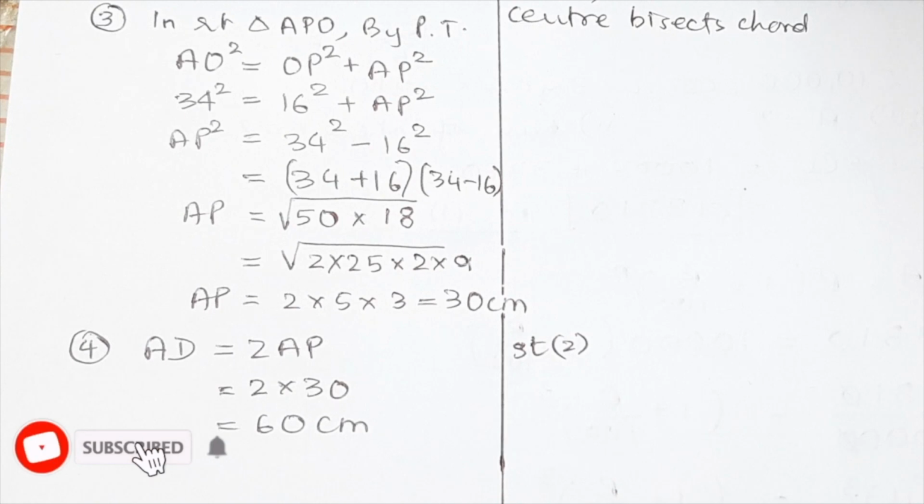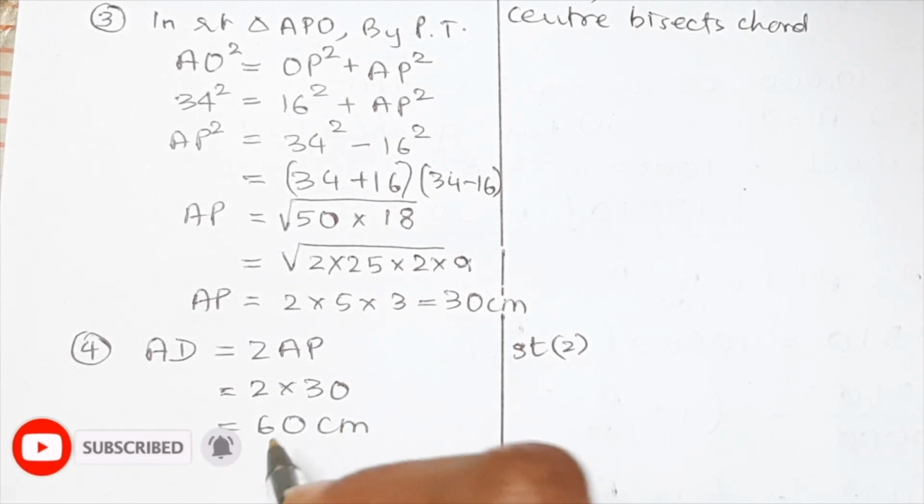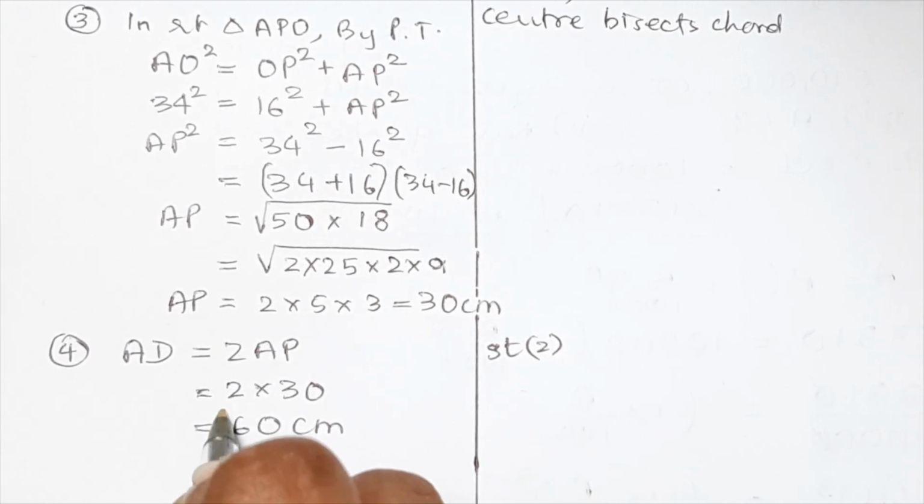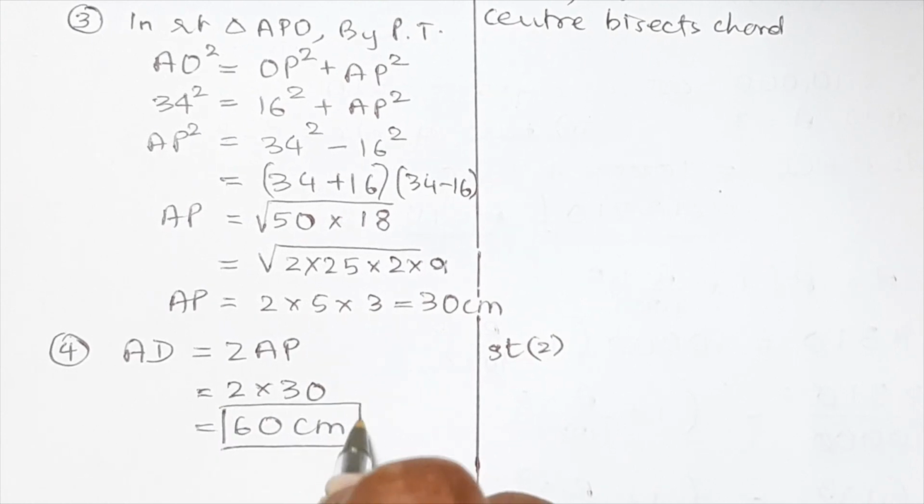Now we are asked to find AD. So you will say statement number 4. So your AD is going to be equal to twice AP. Statement number 2. So AP is half AD. So AD becomes twice of that. So 2 into 30, which is equal to 60 centimeter.